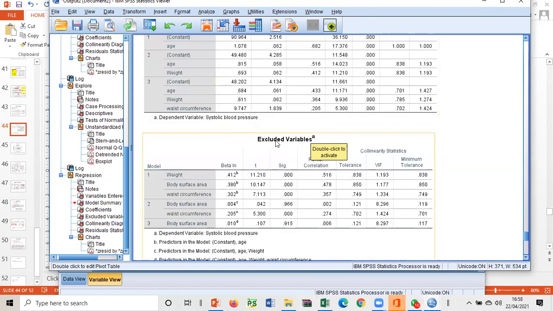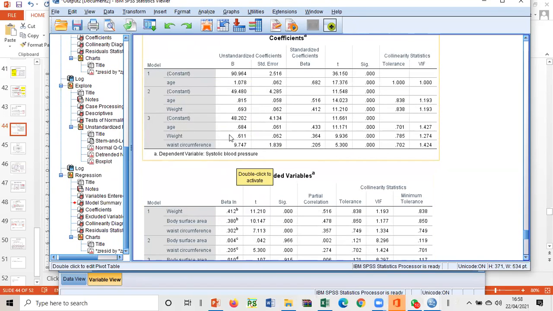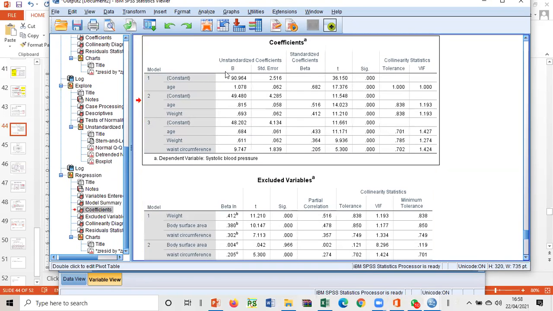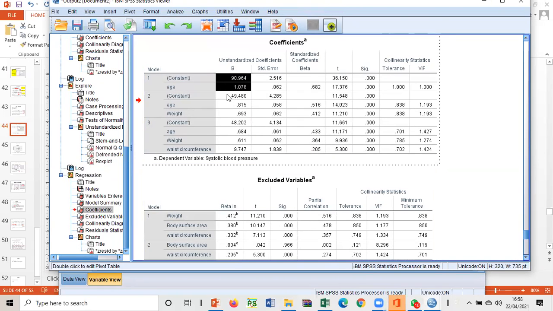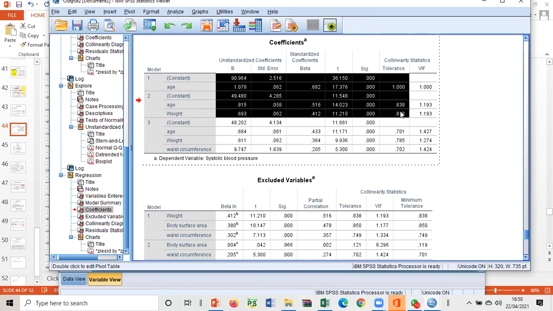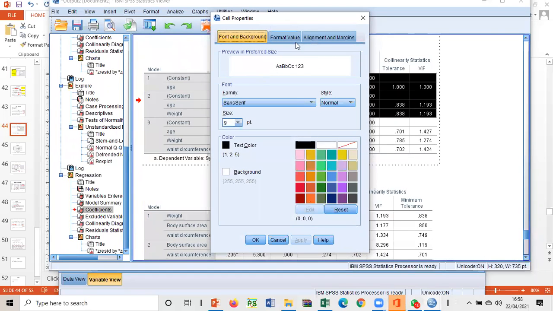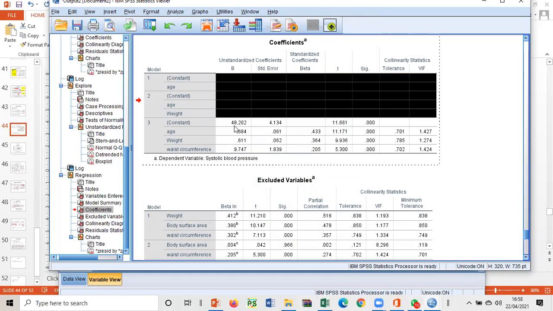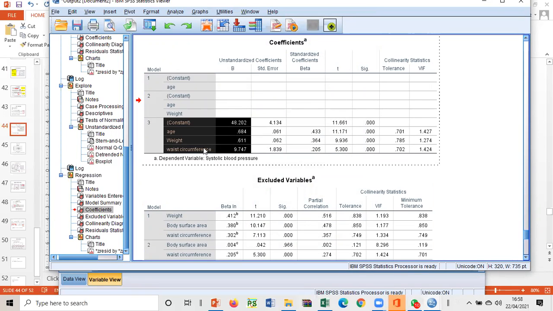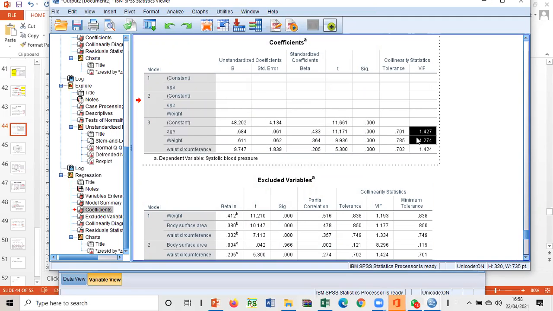Come to coefficients. In this coefficients table, we only need the last one, right? We don't need the 1, 2, 3. So only check out the last one. Right. So write the equation. This is the final equation. And the problem of multicollinearity is resolved. Among the three variables now, which is the most important variable? Which is relatively more important?